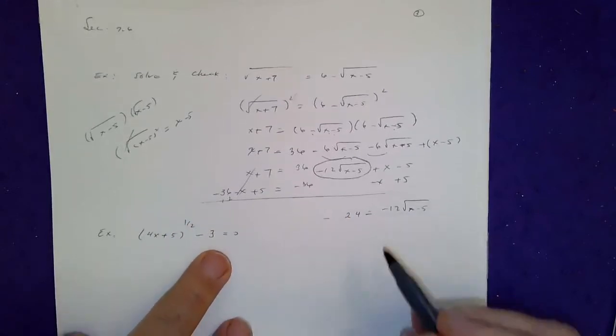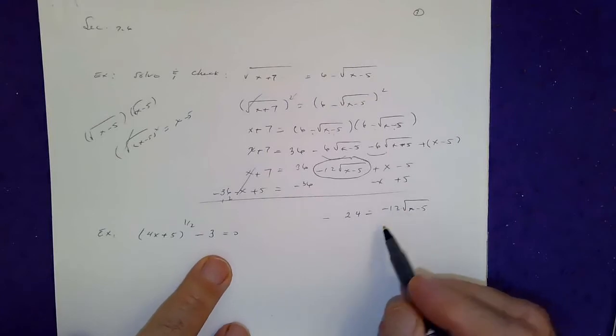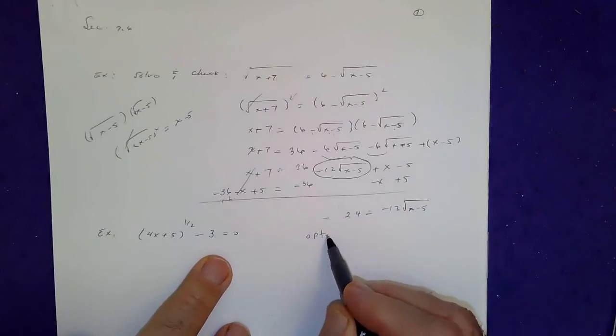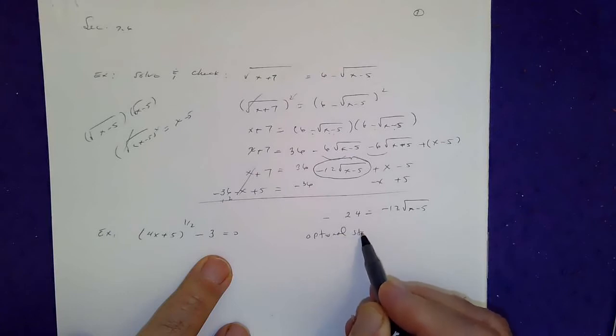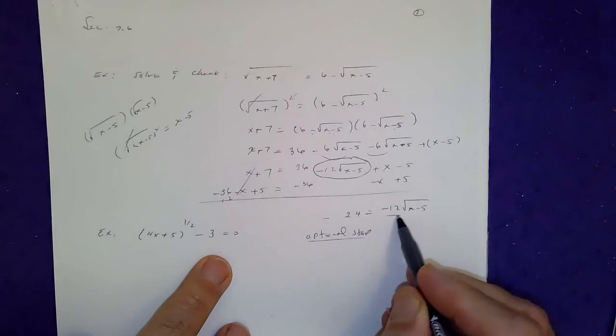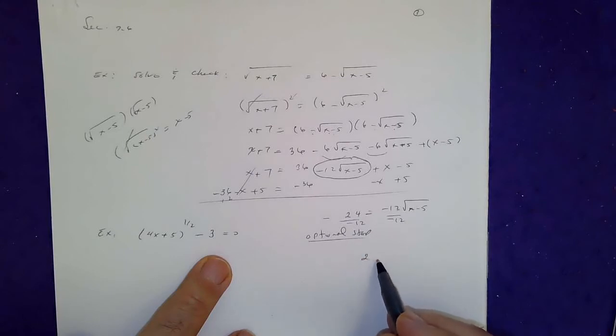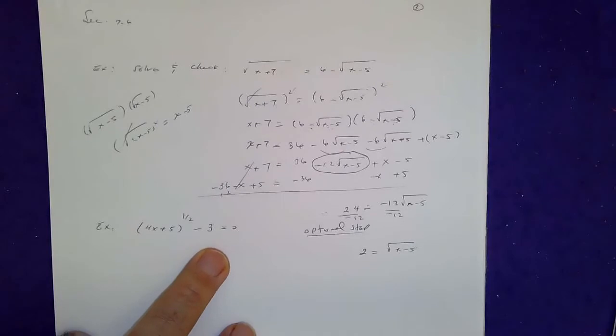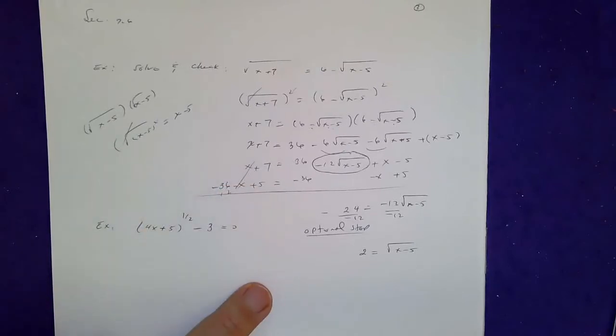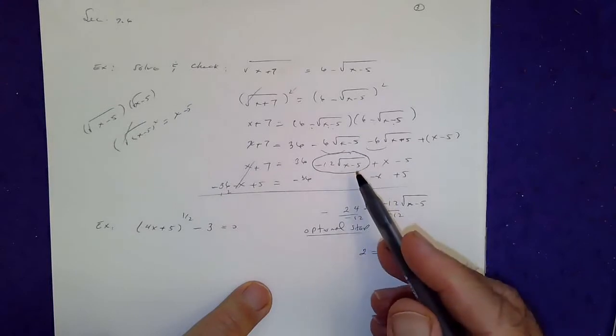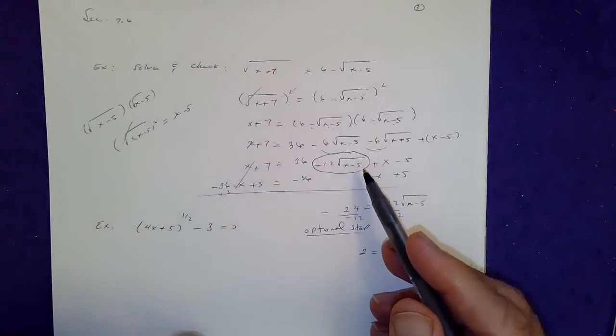So now what we do is what? This is an optional step. What you do is divide both sides by negative 12 first. So you get positive 2 equals the square root of x minus 5. So these are a little bit harder problems, correct? Why? Because it takes squaring both sides of the problem twice, not just once.